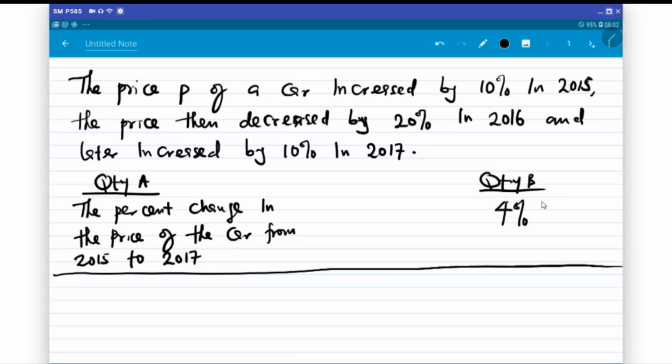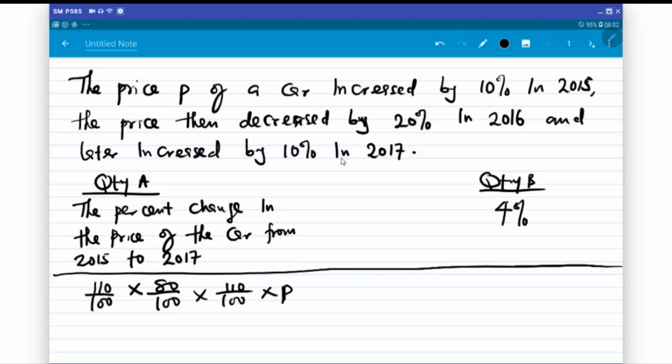2015, there was a 10% increase. The initial price was P. Now, a 10% increase in 2015. So that means you're going to have what? 110%. Okay, a 10% increase. Then a decrease by 20% in 2016. So that means times a 20% decrease. That will give us what? 80%. Times, now we have another 10% increase in 2017. Okay, so that will be what?